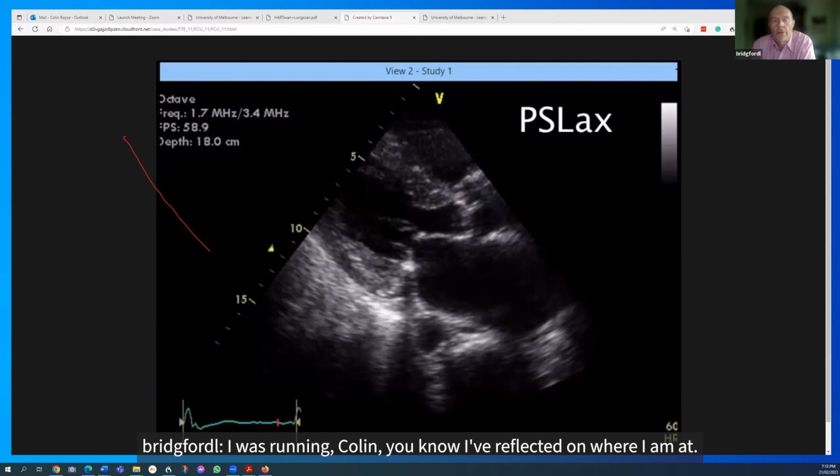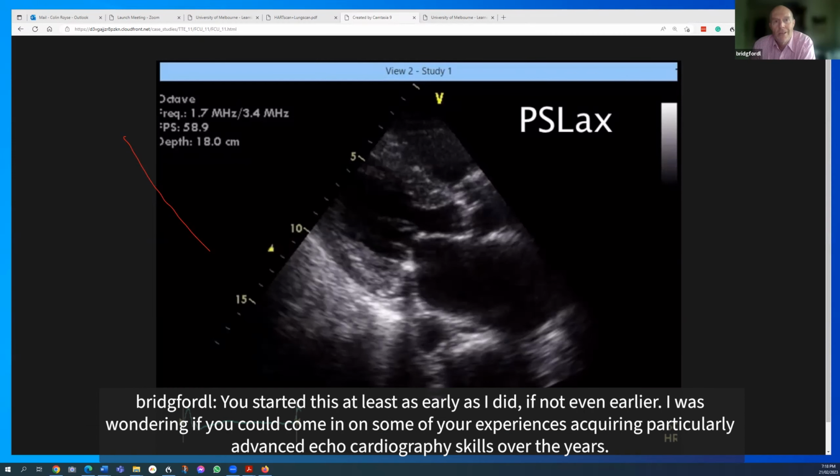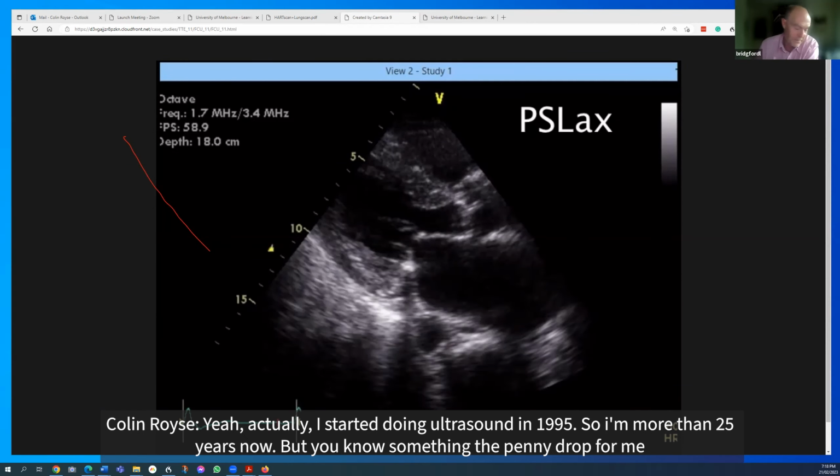I was wondering, Colin, I've reflected on where I am at. You started this at least as early as I did, if not even earlier. I was wondering if you could comment on some of your experiences acquiring particularly advanced echocardiography skills over the years. Yeah, sure. Actually, I started doing ultrasound in 1995. So I'm more than 25 years now.